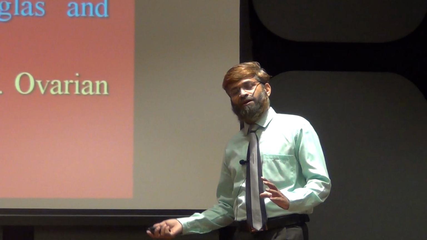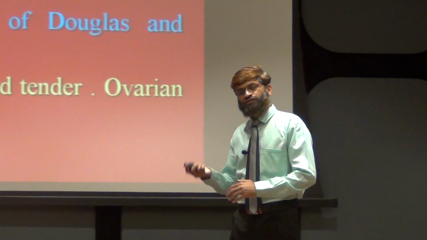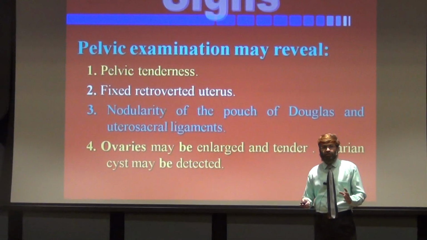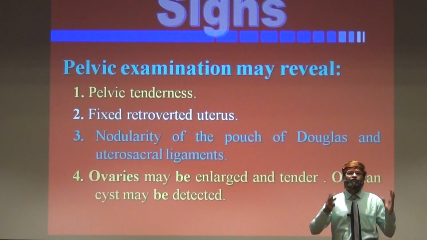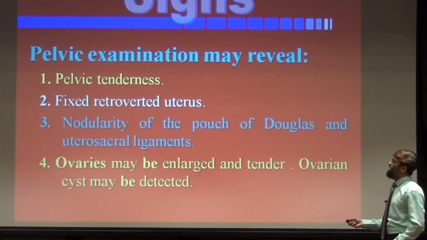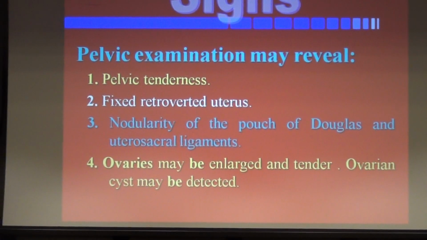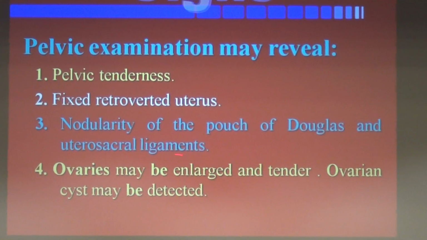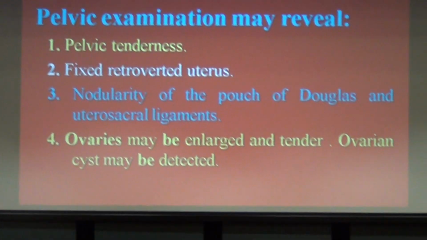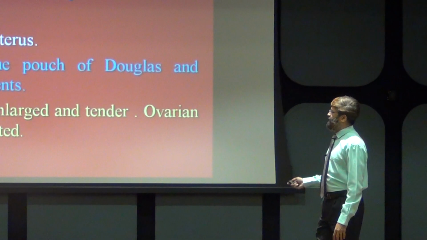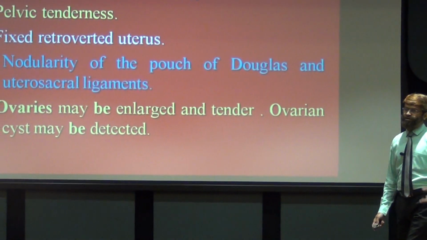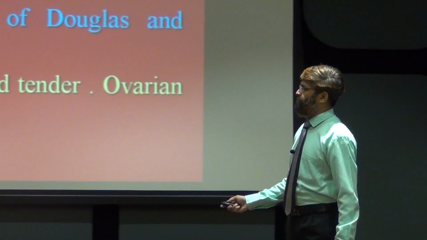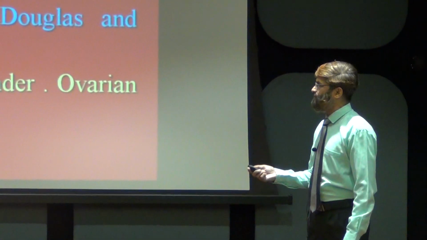And if you remember, in retroversion we have studied how to diagnose fixed retroversion. You get the idea in the examination by going for the examination through the route of PV examination. The third is nodularity of the pouch of Douglas and uterosacral ligament. There will be presence of nodules, or ovaries may be enlarged. Of course, this will be from the laparoscopic point of view. Ovaries will be enlarged and tender, and ovarian cyst. We already gave the word a few minutes back that chocolate cyst of ovary will be visible. So the cyst will be visible on laparoscopy.